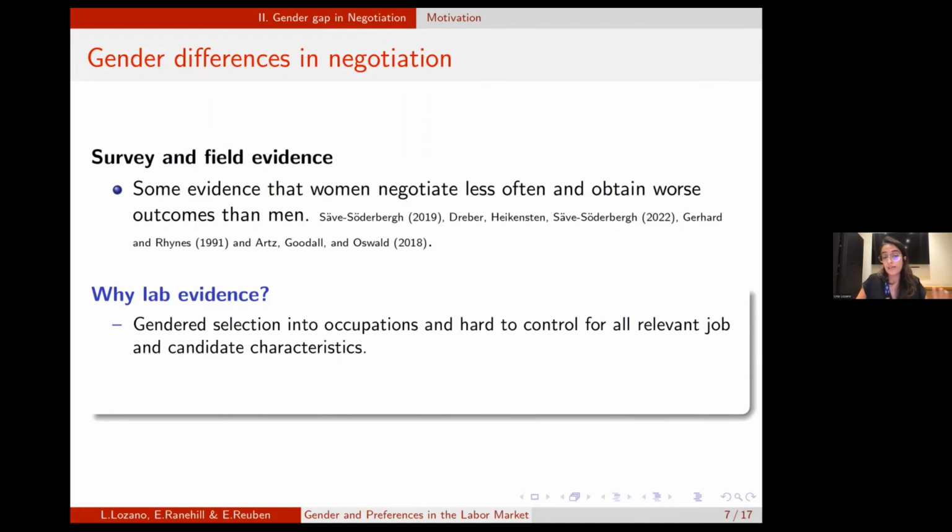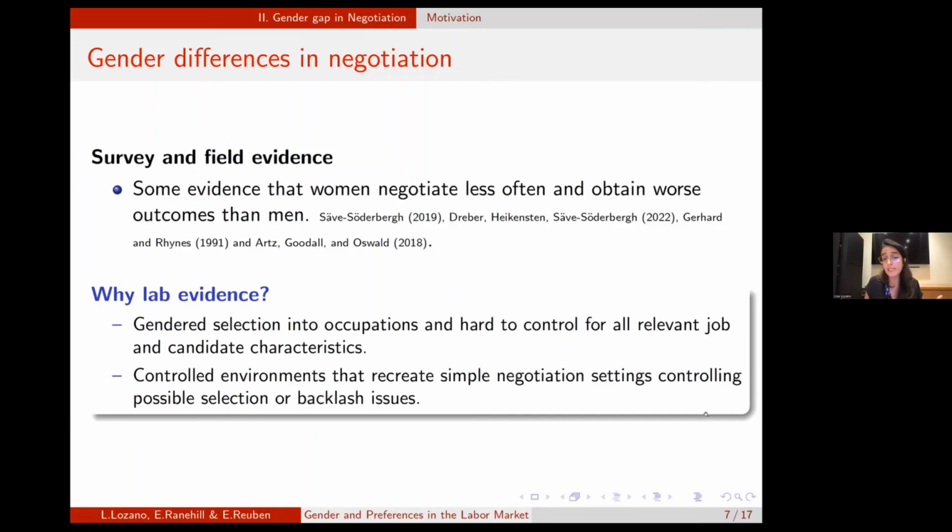Partly because there is a high gender selection into occupations, so it can also be the case that women select into occupations where negotiation is not so frequent. And with field data and survey data, it's really hard to control for all the relevant job and candidate characteristics in the first place. At the same time, experiments offer great controlled environments where we can recreate simple negotiation settings where you can control not only for possible selection, but also backlash issues.